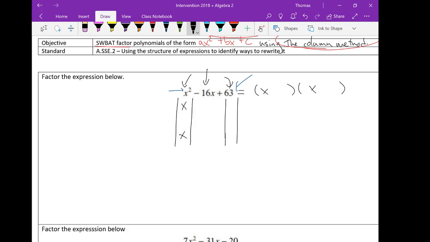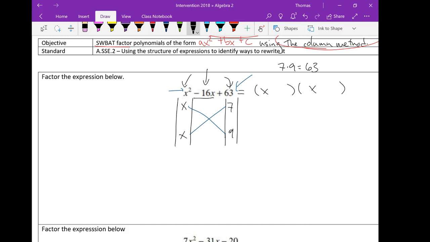For the last term, we need two factors that multiply to make 63. Off the top of my head, I think there are only a couple of these. I think 7 and 9 multiply to make 63. Yep. So I'm just going to put 7 and 9 in here. Then at that point, we've gotten factors of each of these. Now we're going to multiply across like this, x with 7 and x with 9, and then add them up to see if we get our middle term, negative 16.